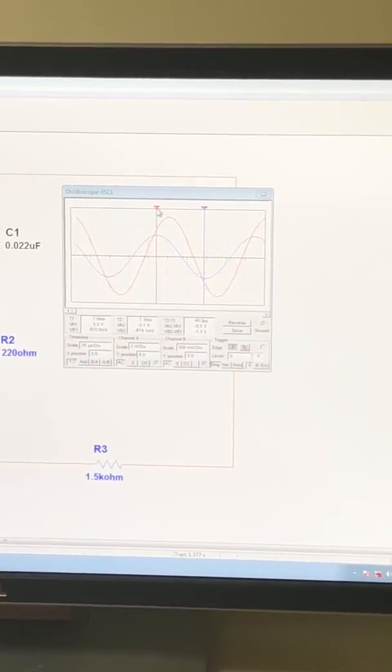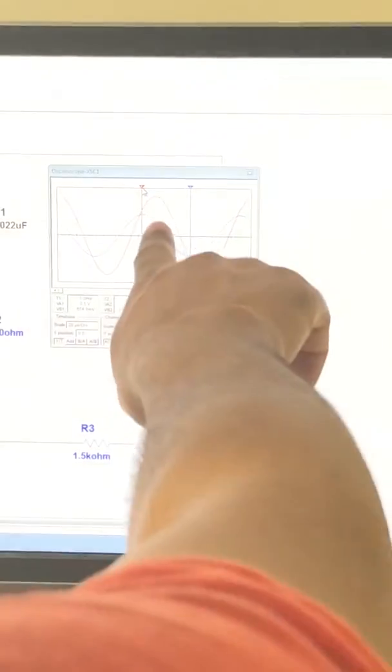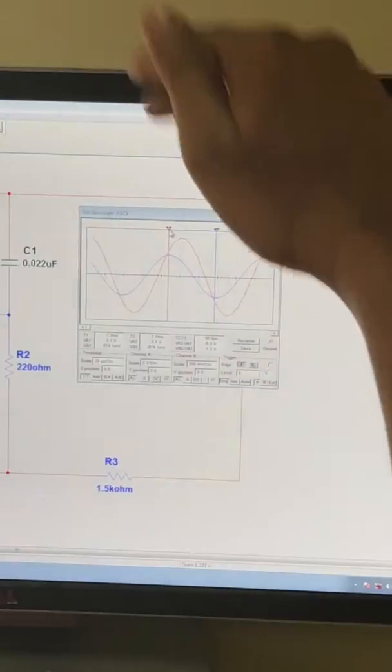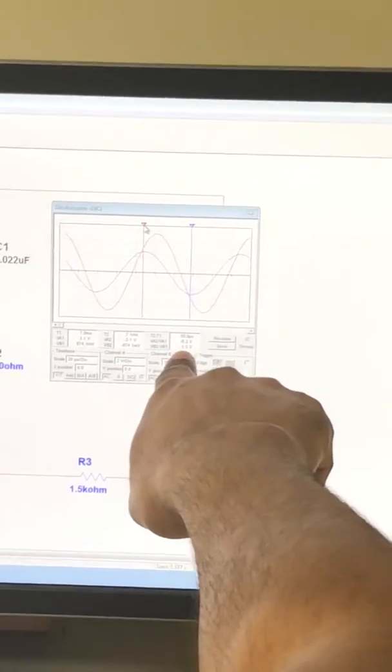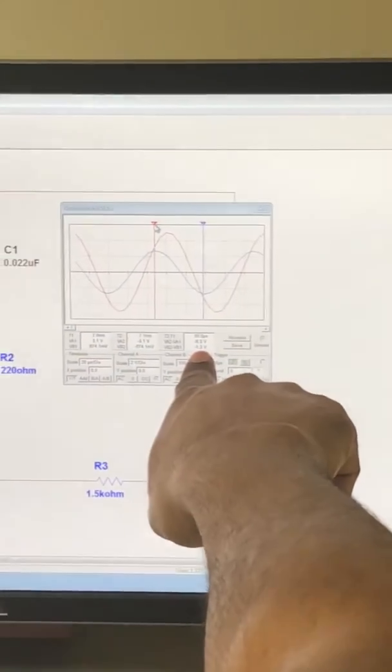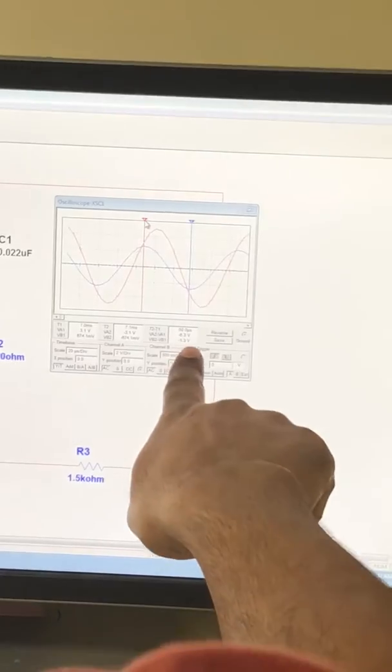You are measuring the value of V at maximum? Yes, at maximum. So now these are our values. So what is the peak to peak value? They give us directly 1.3. V peak to peak. So for this one, this is 1.3.